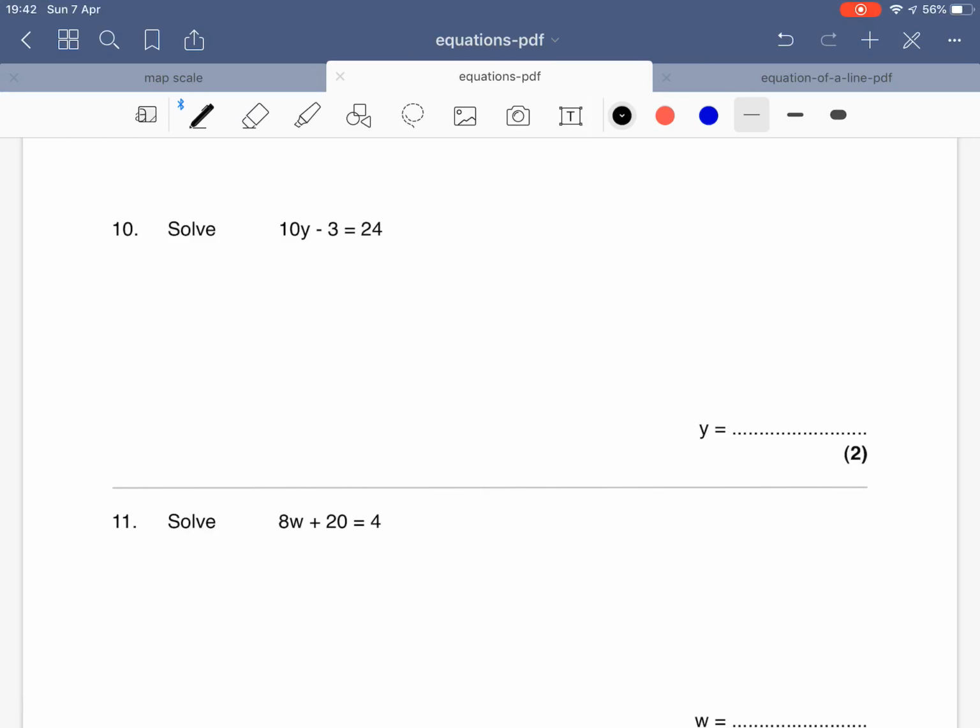Alright, this one. 10 times y, and then minus 3 is 24. So I want to get rid of this minus 3 first. So I do the opposite of minus 3, which is to add 3. So I'm left with 10y equals 27, because 24 add 3 is 27. And then I want to divide by 10, because this means 10 times y. So y is 2.7. You should know how to divide by 10.